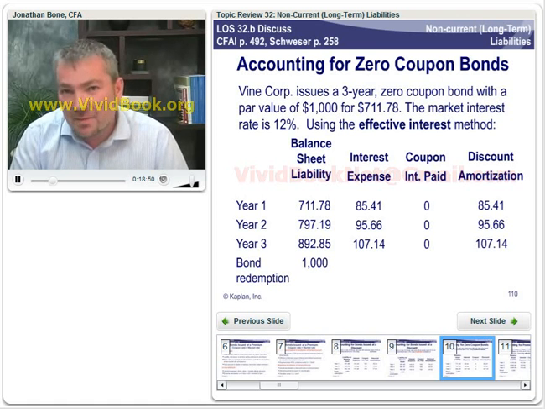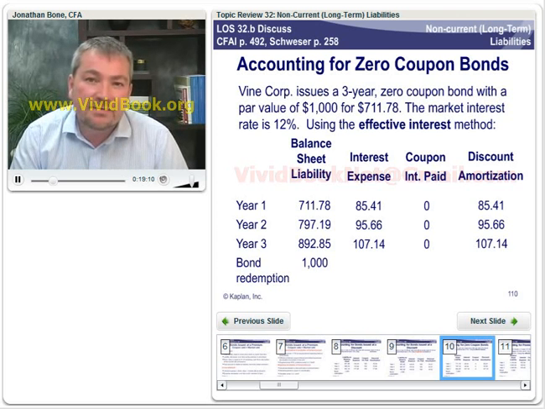Again, if you want to get the interest expense and amortization, you can do it using that amortization function. So second function, amortization, I'm going to do P1 equals 1, enter, P2 equals 1, enter, and I can see at the end of year 1, beginning of year 2, my liability is 797.19. The principal is the amortization, 85.41, and the interest, 85.41. Okay, so you can do it on the calculator.